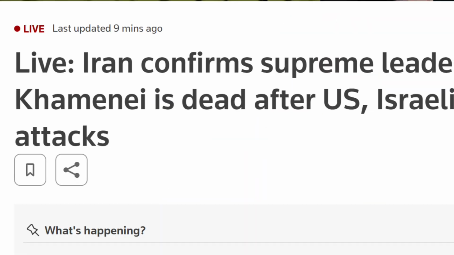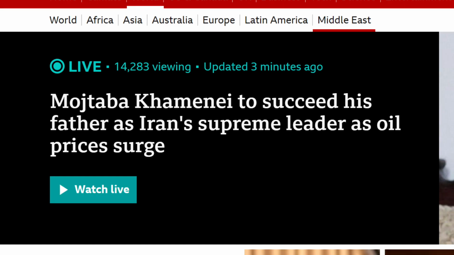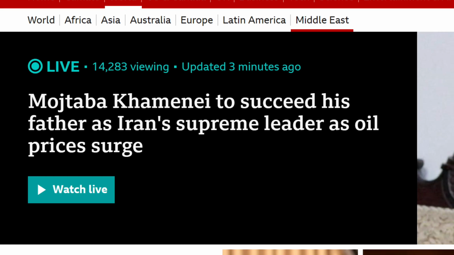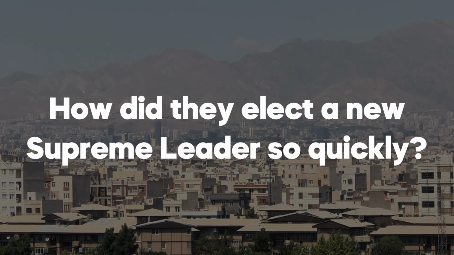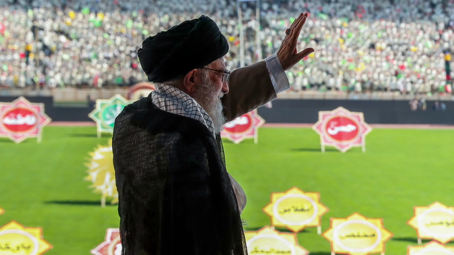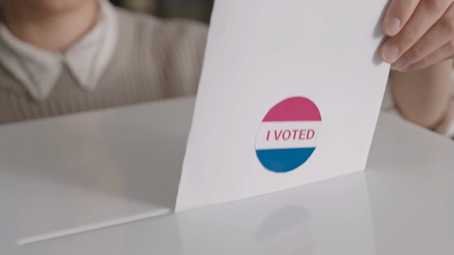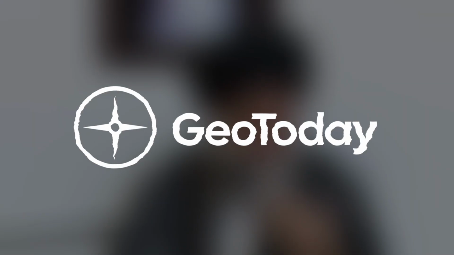Following the death of Iran's incumbent supreme leader, and the subsequent election of his son as his successor, many people around the world are asking the same question. How was this decision actually made within such a short period of time? Unlike the presidents or prime ministers in many countries, however, Iran's leader isn't chosen through a normal national election. Instead, the process is done by a relatively unknown body.